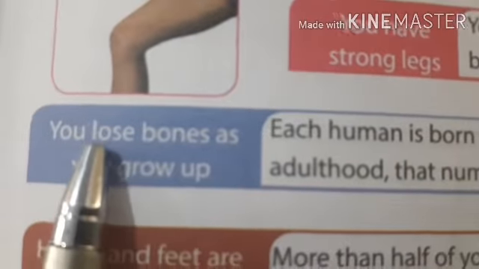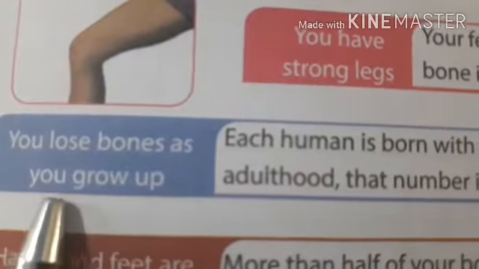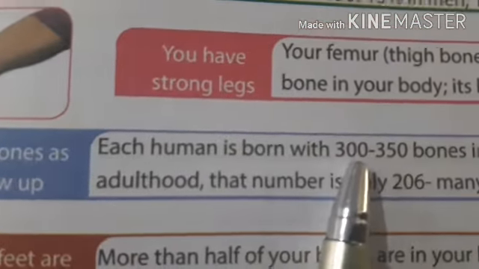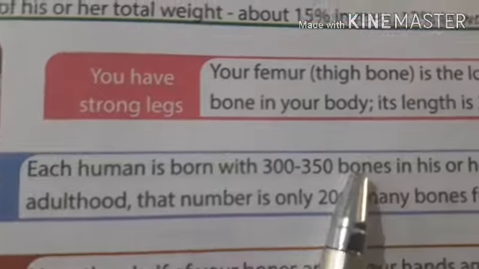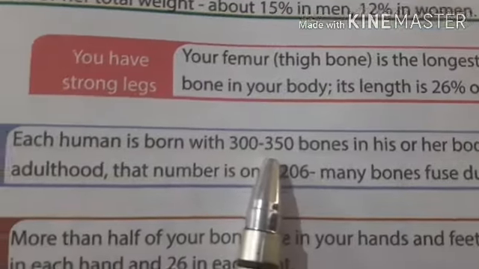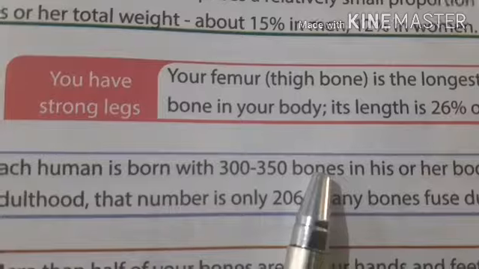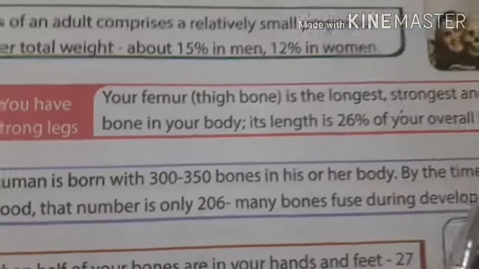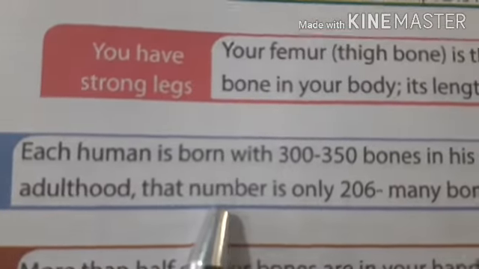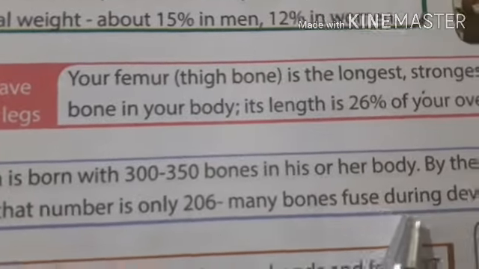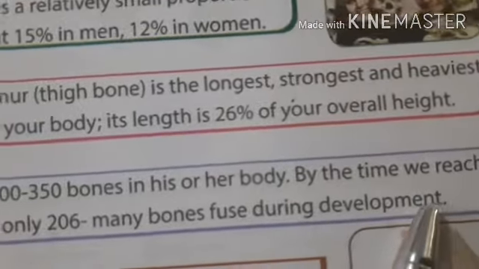Next, you lose bones as you grow up. Each human is born with 350 bones in his or her body. At the time of birth there are 300 or 350 bones in a newborn baby's body. By the time we reach adulthood that number is only 206. Many bones fuse during development.